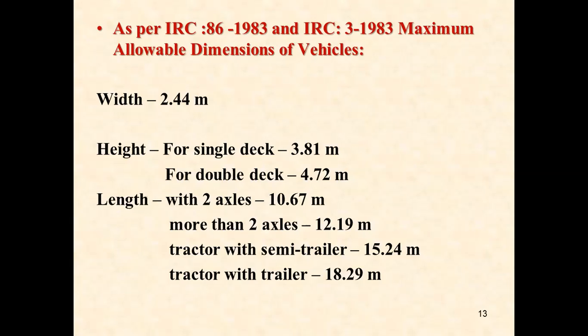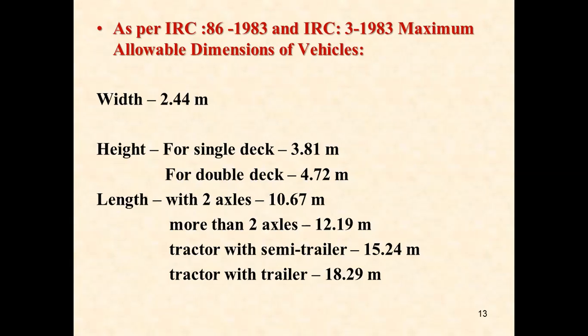The maximum width of the vehicle is 2.44 meters. The height of the vehicle is 3.81 meters for a single deck and 4.72 meters for a double deck. The length of vehicles with 2 axles is 10.67 meters, and with more than 2 axles it is 12.19 meters. A tractor with semi-trailer, meaning heavy trucks, is 15.24 meters. A tractor with trailer is 18.29 meters.